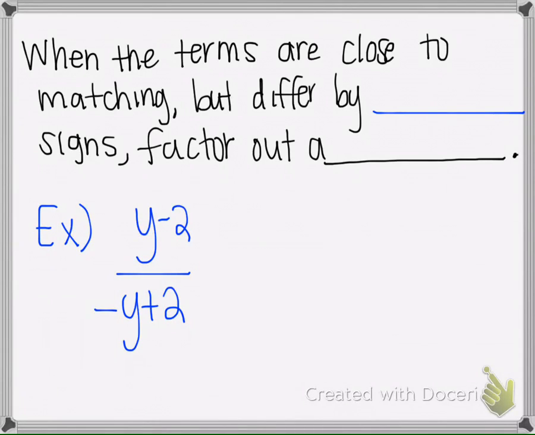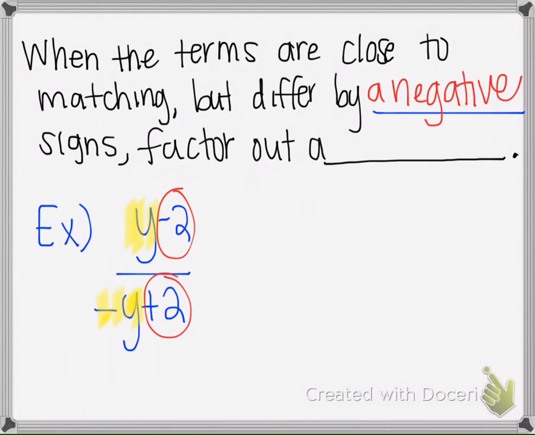Alright, lastly, let's look at this one. When the terms are close, when you look at this and you're like, wow, they almost look the same. They both have a y and they both have a 2, even though they're opposites. So you should notice that you're simplifying and you see, oh, this is positive y, this is negative y, and this is negative 2 and this is positive 2. When the terms are close to matching but differ by a negative, factor out a negative from one of them.